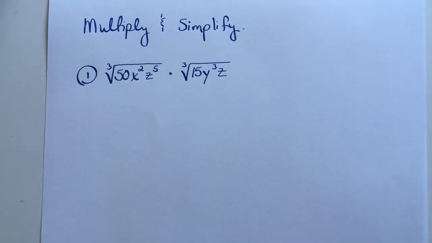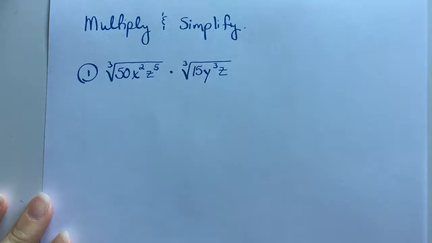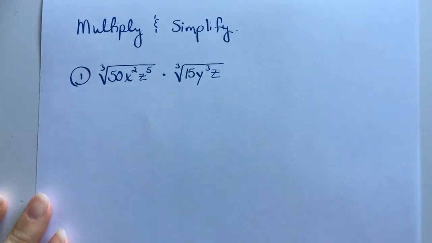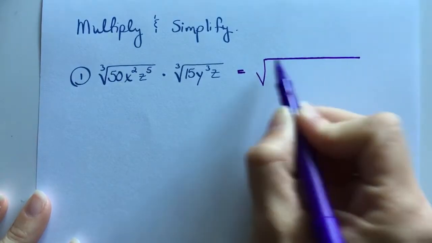Okay, so now what we're going to do is actually combine the two things we've already talked about. We've already talked about multiplying and we've talked about simplifying. So this is just a combination of those two things. Okay, so my roots are the same. See, these are both cube roots, so I am allowed to multiply. So just multiply what you have underneath.